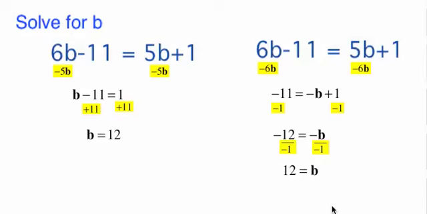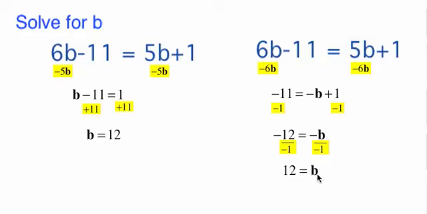Which brings up another topic. How do you know if your answer is right? You can use replacement. I can replace the b with 12. 6 times 12 is 72, take away 11 is 61. On the other side, 5 times 12 is 60, plus 1 is 61. Left-hand side, 61. Right-hand side, 61. The left-hand side equals the right-hand side. It agrees. That only happens if I have the right answer.